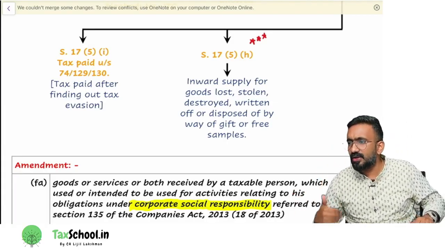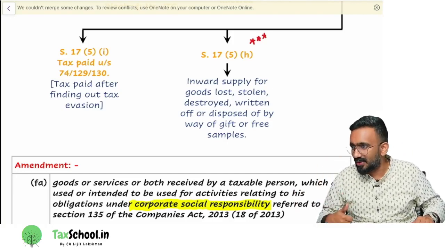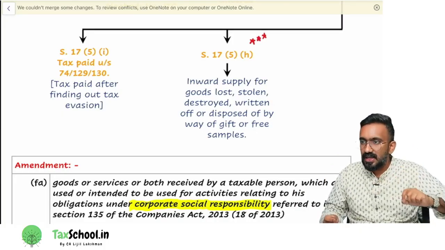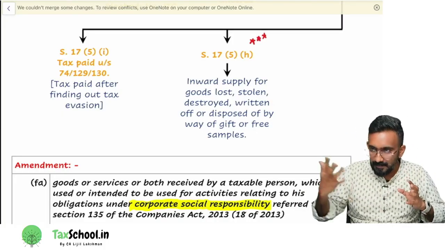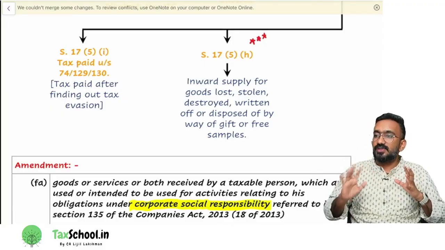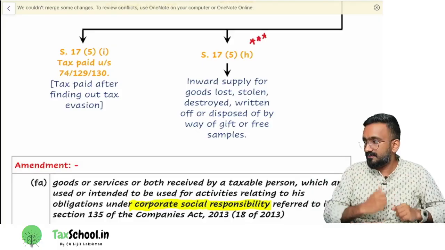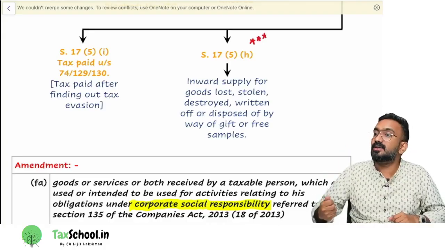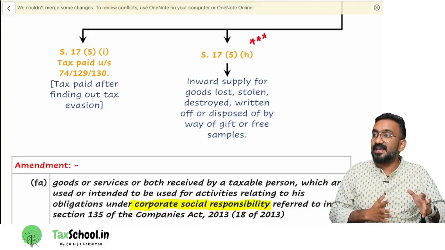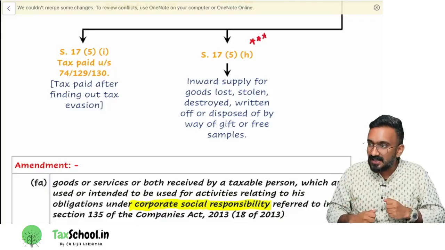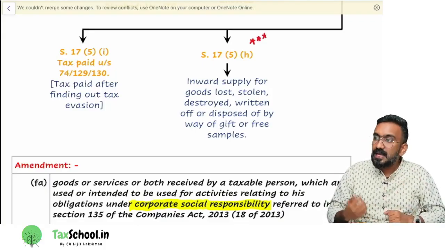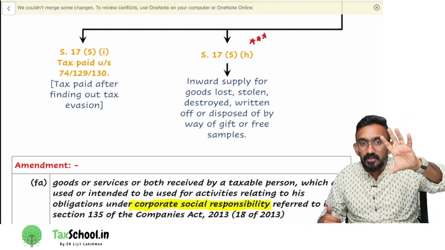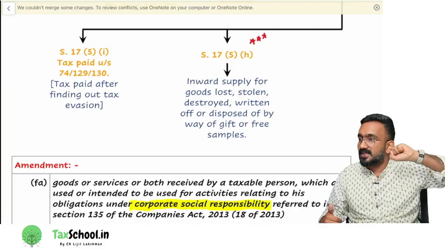17(5)(i), which is available only till your May exam, because after that this section is modified. 17(5)(i) says that tax is paid after finding out tax evasion. Suppose Mr. A has sold goods to Mr. B and they did not issue an invoice. They were transporting the goods and they got caught. And after getting caught under sections 74, 129, 130, they paid taxes. Section 74 is a case of fraud and they have paid taxes under section 74, including penalties and all that. 129 and 130 talk about when the goods are caught while being transported, how much needs to be paid as taxes, penalties, etc.